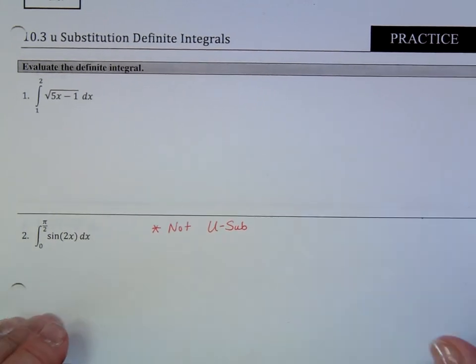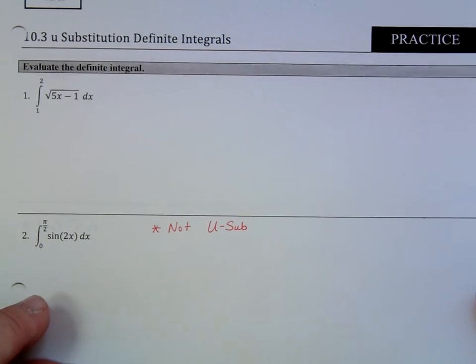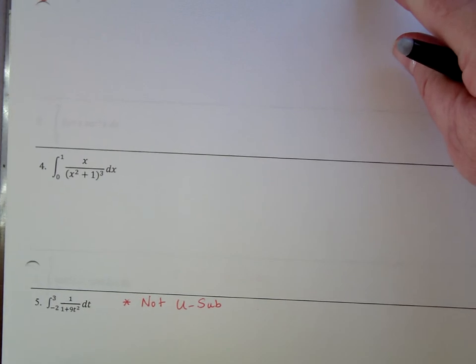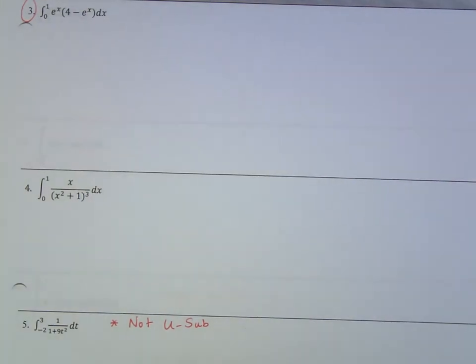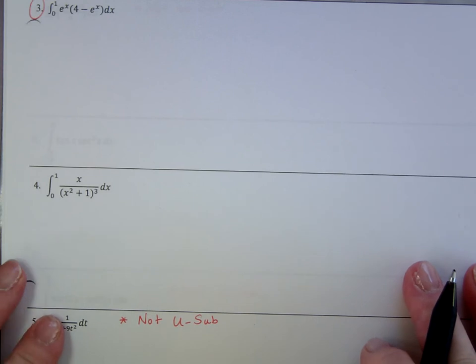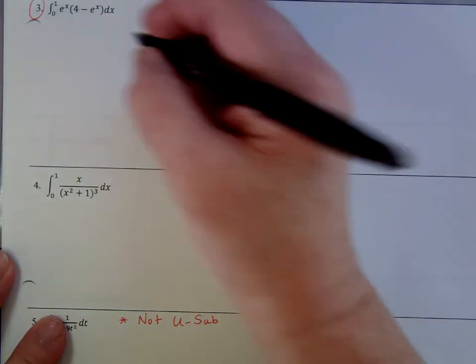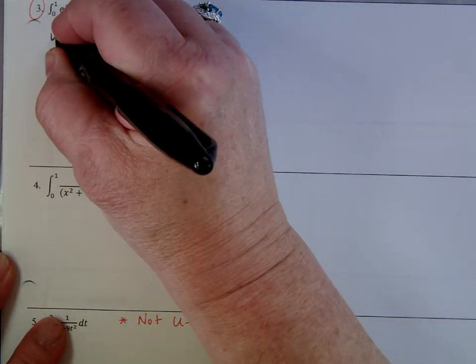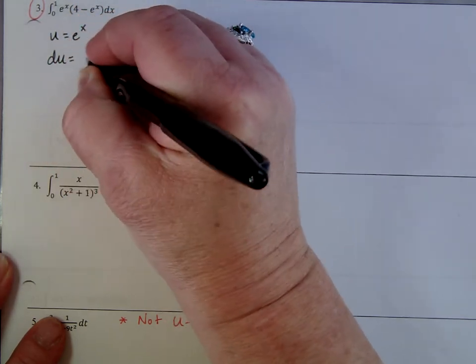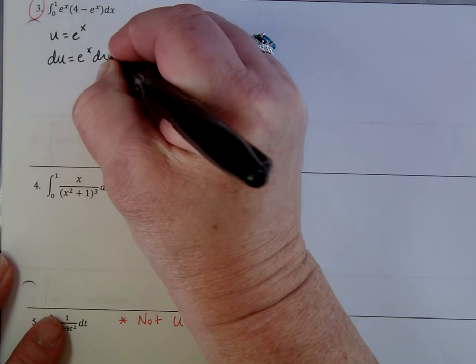So numbers 1 and 2 we're not going to actually do together. I want to pick up with number 3 as our first one that I'm going to do with you. Here it is. Evaluate the definite integral. We're going to try to do these without a calculator. All right, so job number 1, I need to figure out what my u is. And normally if you have an e to the x situation, your u is going to be the e to the x. That means that du is e to the x dx as well.